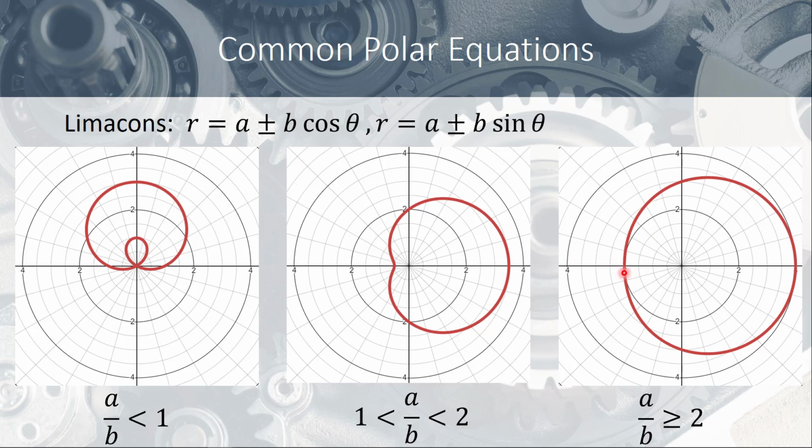And then finally, if a is greater than 2 times b, what you actually have is basically a slightly distorted and skewed circle. This once again is a plus b cosine theta, where a is more than twice as big as b, and if it was sine theta, it would be skewed in this particular direction.